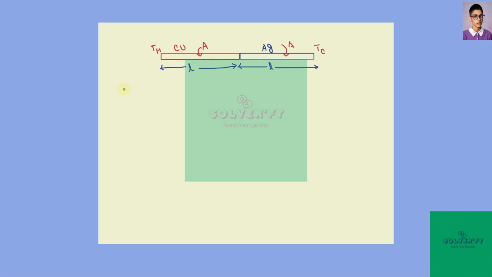Here the copper end having the hottest temperature is given as 86 degrees Celsius, and the silver end having the coldest temperature, Tc, is 24 degrees Celsius, and the thermal conductivities of copper and silver are given. Thermal conductivity of copper is 390 joule per second meter per degree Celsius, and the thermal conductivity of silver is 420 joule per second per meter degree Celsius.